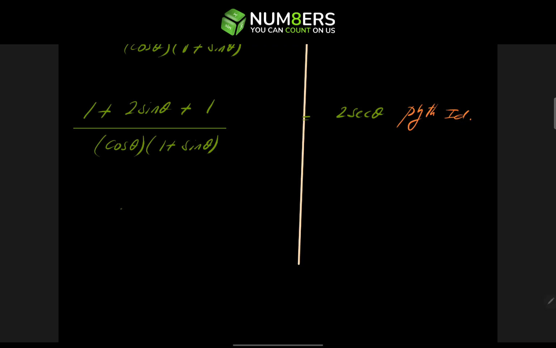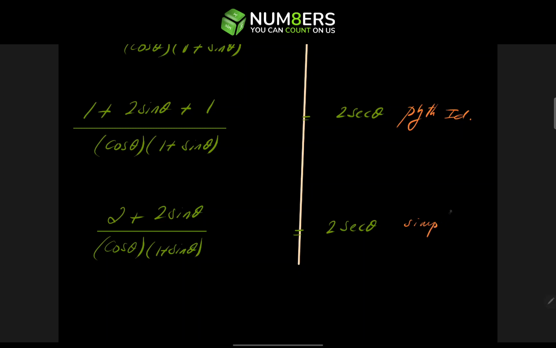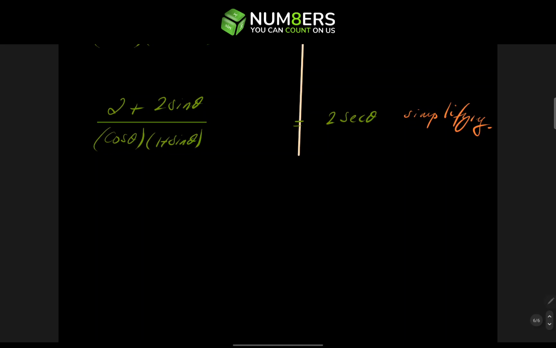So we write 2 plus 2 sine theta all over cosine theta times 1 plus sine theta is equal to 2 secant theta. Here we used 1 plus 1 equals 2, so here we simplified. So write simplifying. Now we're going to factor out the 2 on top. 2 plus 2 sine theta, they both have 2 in common. So I'm going to factor out the 2.